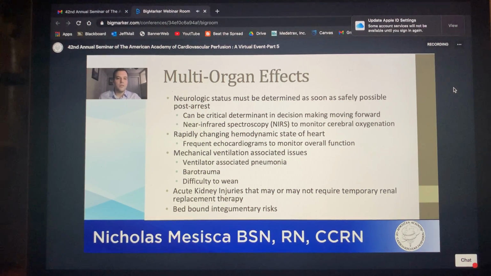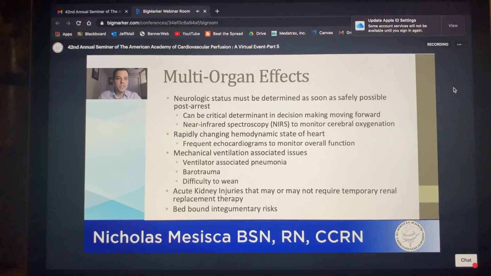The heart is going to be obviously changing its function. It's going to be going in one direction or another, so frequent echocardiograms are absolutely necessary. These patients will also be on mechanical ventilation, at least in the immediate post-arrest period. And with that, they can undergo various issues associated with ventilator support. Such things as pneumonia, barotrauma, and difficulty to wean are just a few. And these patients may require temporary dialysis, either because of an acute kidney injury or even sometimes to help correct severe acidosis that they may be in.